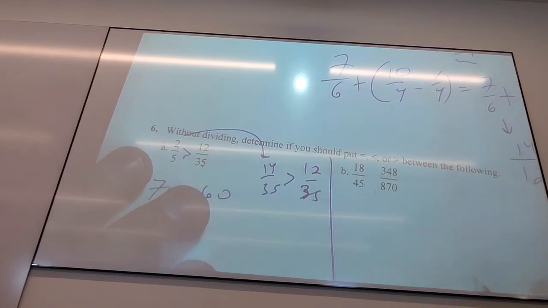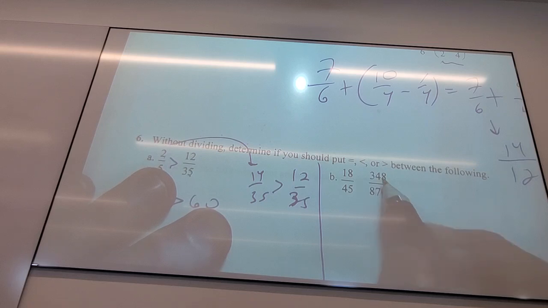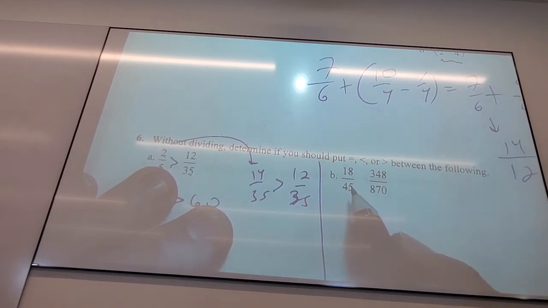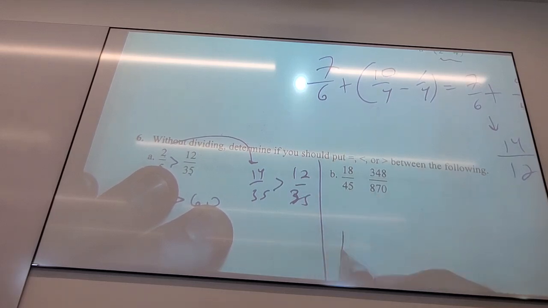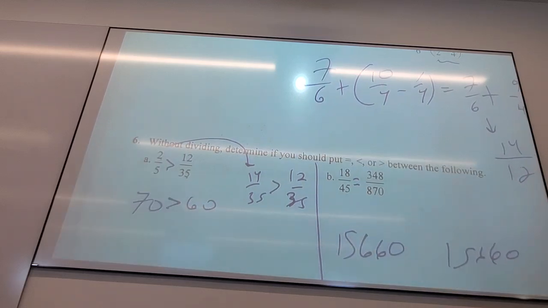Okay. This guy, you could spend some time reducing this, whatever, but it's easier. You've got a calculator. You might as well just do what? Round both lines. So what's 870 times 18? 15,660? Yeah. Neato. And what's 45 times 348? Same thing? Oh, look at past Jeff. Okay, so then this is equal.